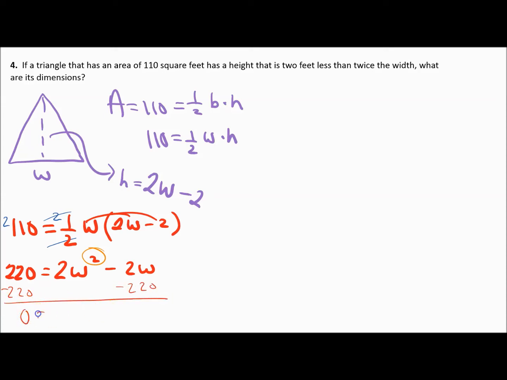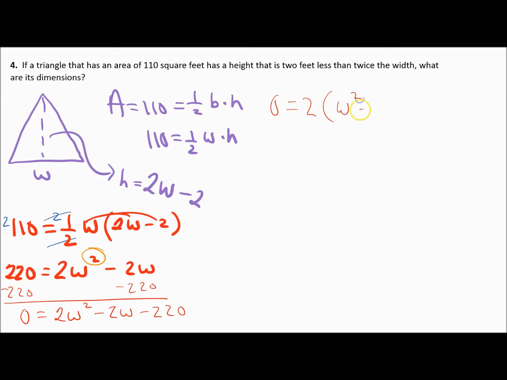I have 0 equals 2W squared minus 2W minus 220. Now, what I do know is the square root property doesn't work on this problem because I have this 2W right here in the center. I also see that I have a greatest common factor of 2. I could factor that out, or I could just jump right into the quadratic formula. I think I'm going to factor that out.